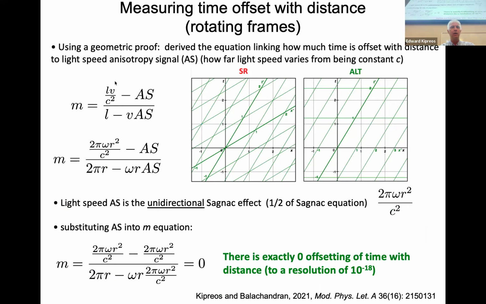So here's our equation that's linking time offset with the anisotropy signal of light. We now know the anisotropy signal is half of the Sagnac effect. So we can put this equation into polar terms. We can plug this into the anisotropy signal, and what you get is that the slope is exactly 0. So that means that there's exactly 0 offsetting of time with distance in a rotating frame.